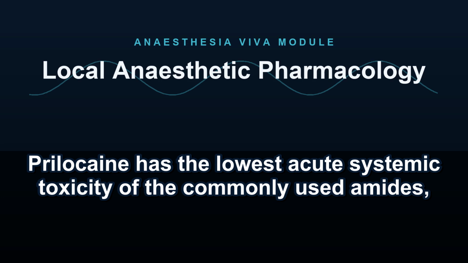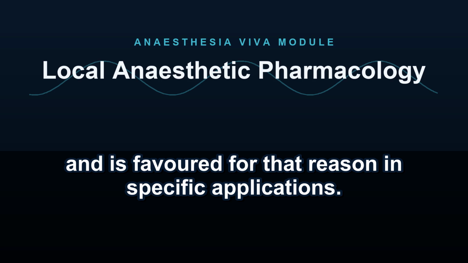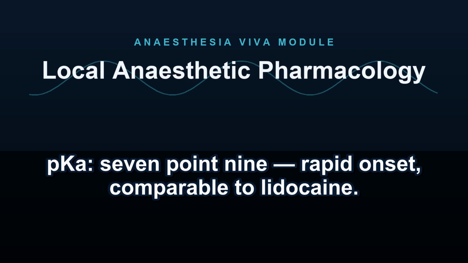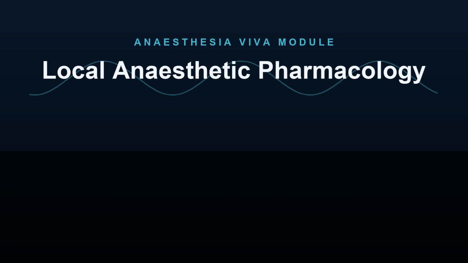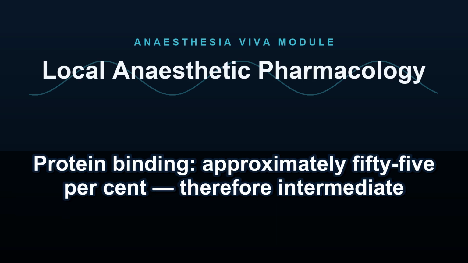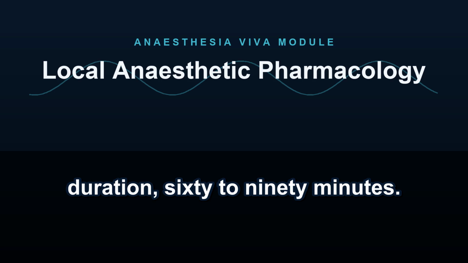Prilocaine. Prilocaine has the lowest acute systemic toxicity of the commonly used amides, and is favored for that reason in specific applications. Classification: amide. pKa 7.9, rapid onset, comparable to lidocaine. Lipid solubility: moderate, partition coefficient approximately 129. Protein binding: approximately 55%, therefore intermediate duration, 60 to 90 minutes.